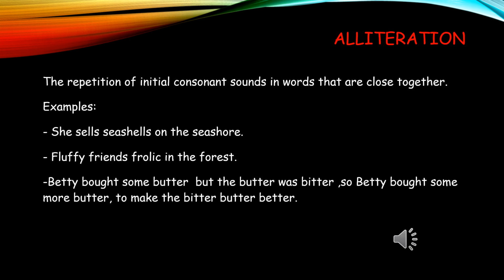Alliteration. It is the repetition of initial consonant sounds in words that are close together, usually as a tongue twister or a poetic phrase. Examples: she sells seashells on the seashore. Here we find the repetition of S sound. Fluffy friends frolic in the forest. Repetition of F sound. Buzzing bees bounce from bloom to bloom. Repetition of B sound. Again one more, which is very common. Betty bought some butter, but the butter was bitter, so Betty bought some more butter to make the bitter butter better.